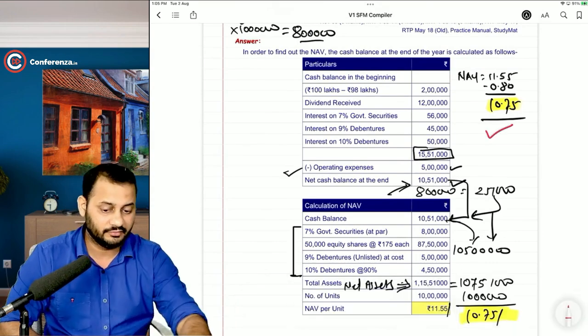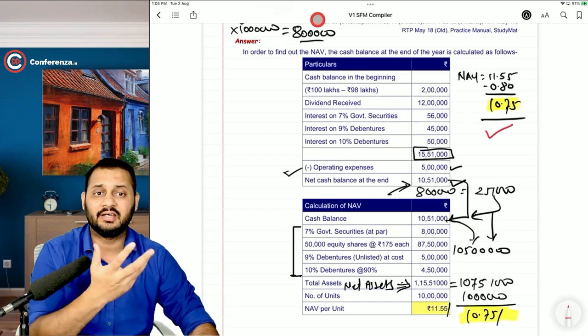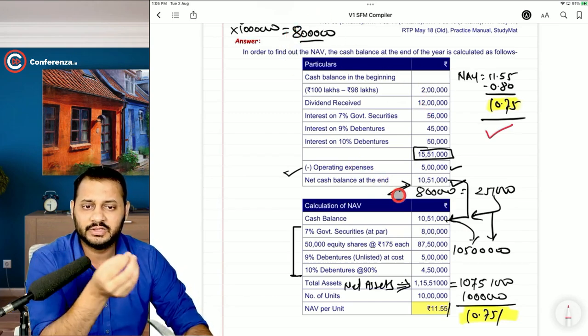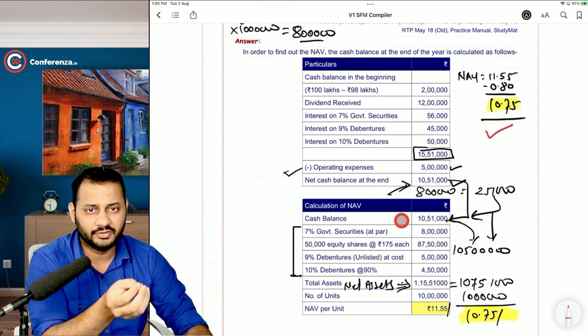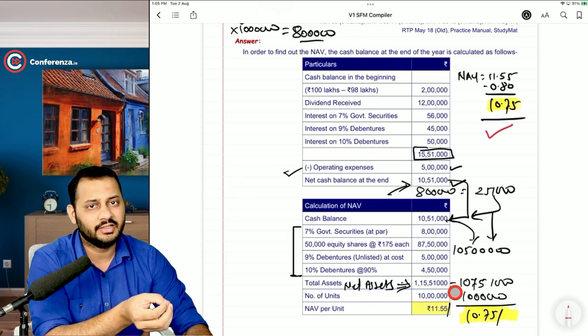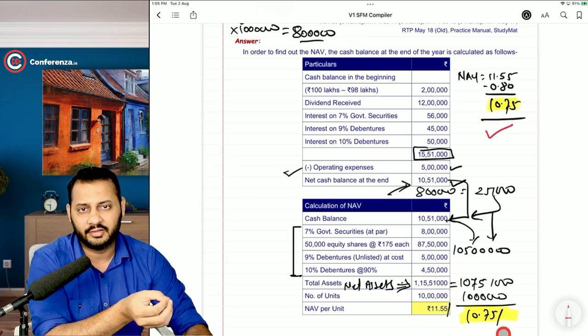But obviously the very first thing is to understand the concept. So it's very simple. If you distribute 8 lakh rupees, it will reduce the cash balance. This will reduce the figure here. This will reduce the net figure of the net assets. When you divide it by the number of units, the total value will get reduced.